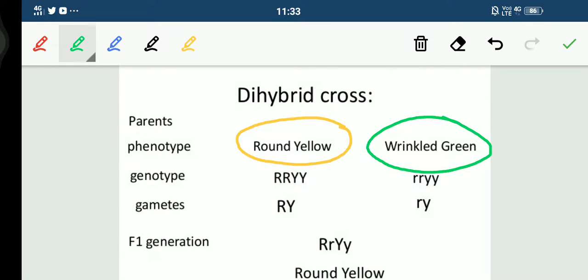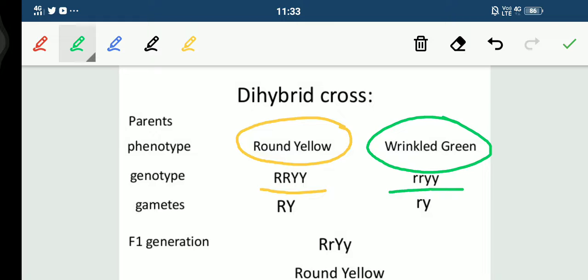Fine. So you can see here the genotype for round yellow is capital R, capital R and capital Y, capital Y. Talking about the wrinkled green, it is small r, small r and small y, small y. Fine.